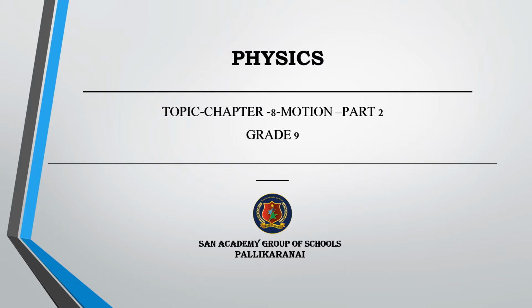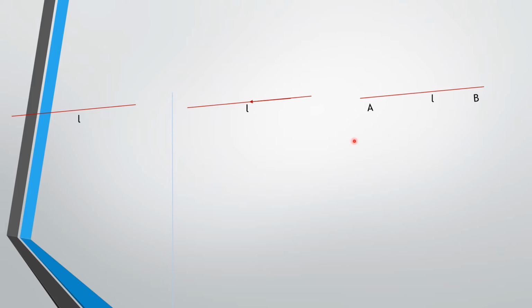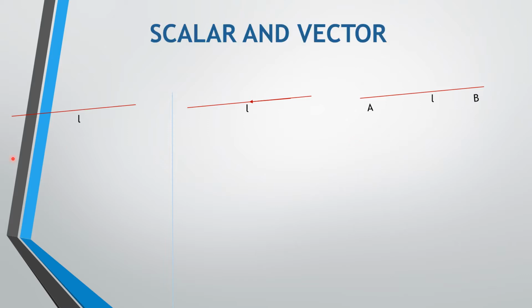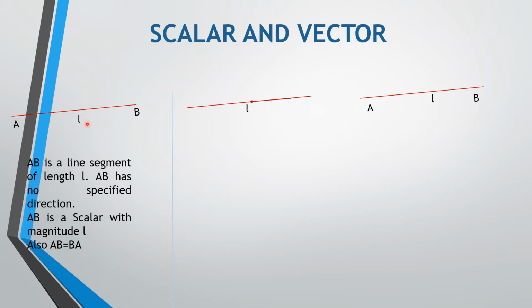Today we're going to discuss chapter 8, Motion, part 2, from class 9. Scalar and vector quantity. Let us consider a line segment AB, which specifies the length L. This length L from point A to point B is nothing but a line segment of length L, and AB has no specified direction. That means there is no specified direction when you are seeing this diagram.